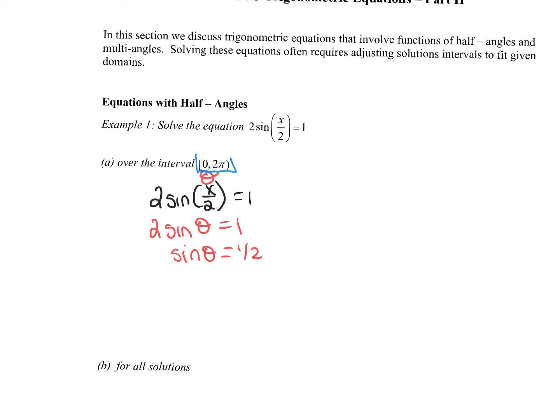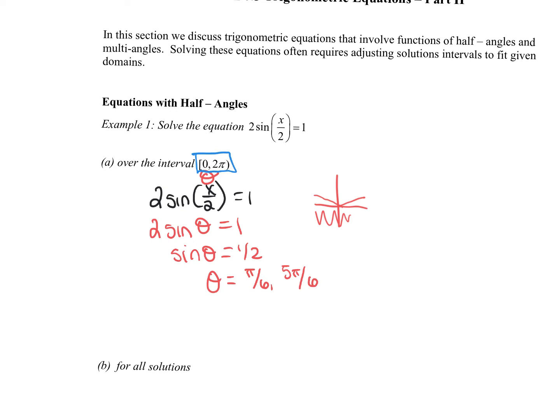So in this part of the problem, we were given an interval. Sine of theta equals a half. Sine equals a half and positive half in the first two quadrants. It happens here and here. So that's pi over 6, comma, 5 pi over 6.